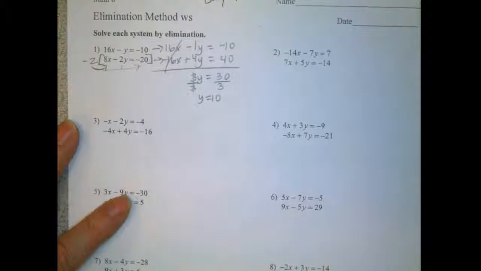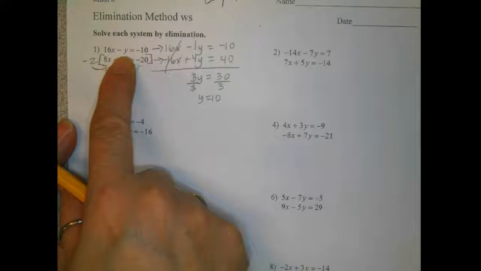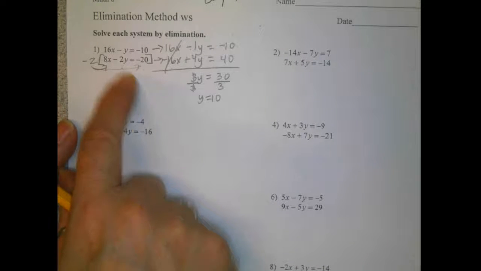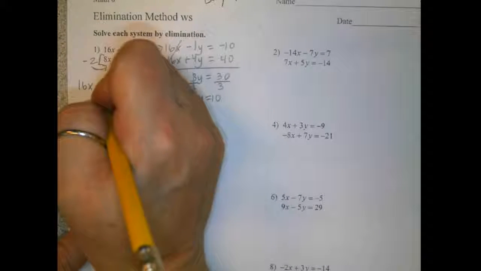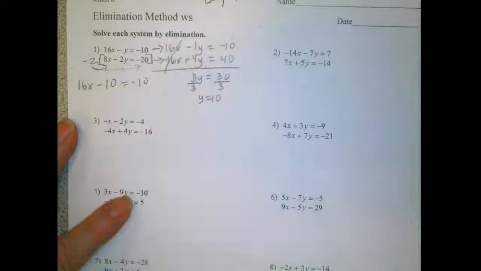Silly me. So now I can pick one to put my y into. Looks like it might be easy to go into there. Does it matter which one you go into or substitute your number back into? No. You're going to get the same answer either way. This is just y, so I'm going to throw it into that one. 16x minus 10 equals minus 10. That's not going to divide evenly, is it?